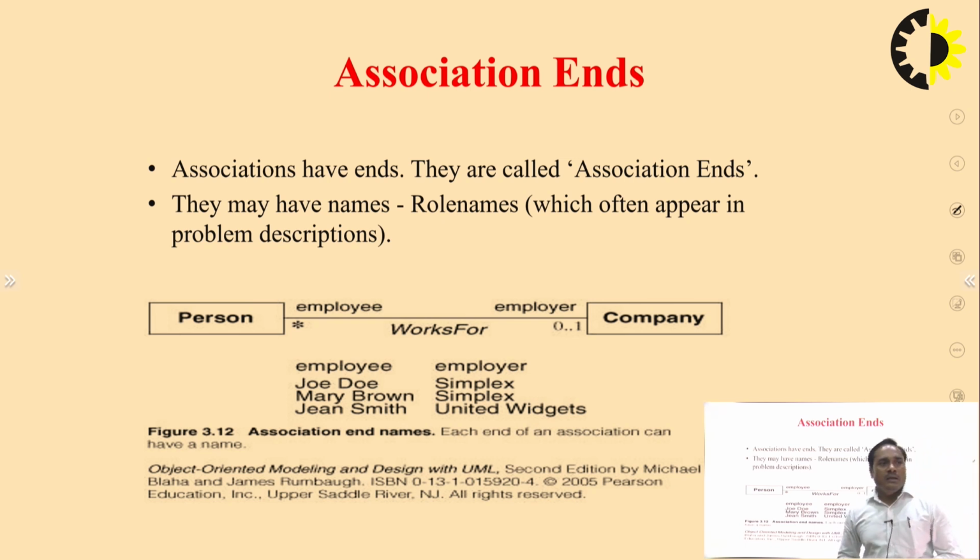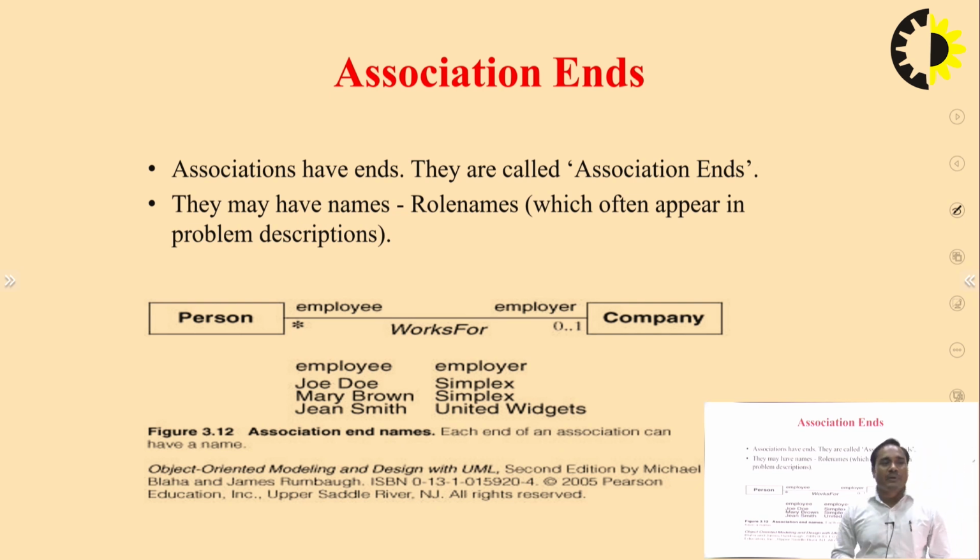Association, in another way, has ends, which are called association ends. In this diagram it is very clear that person is a class and company is a class. Many persons are associated with one company. So employee works for company. Many persons are associated with one company. So it shows the many to one association.